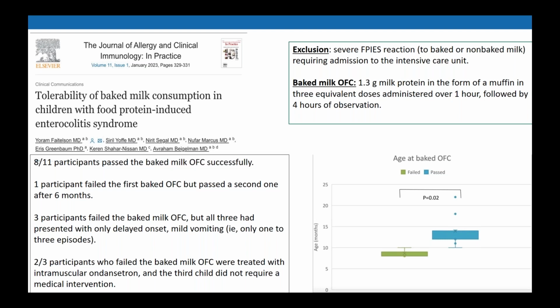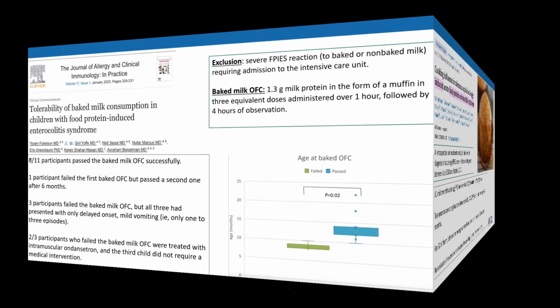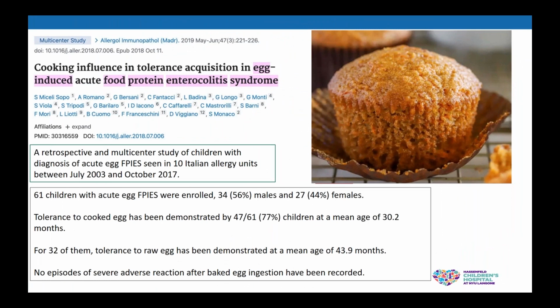that potentially we could open up the diet of those children with milk FPIES, and also, similarly to the IgE-mediated food allergy, infants with FPIES tolerating baked milk probably have a much more favorable prognosis and would outgrow their milk FPIES faster than those who react to the baked milk. A similar experience has been reported by our colleagues from Italy, saying that among children with egg FPIES, so children reacting to scrambled egg, there's a subset of them who can tolerate egg that is baked into a muffin or a cookie.